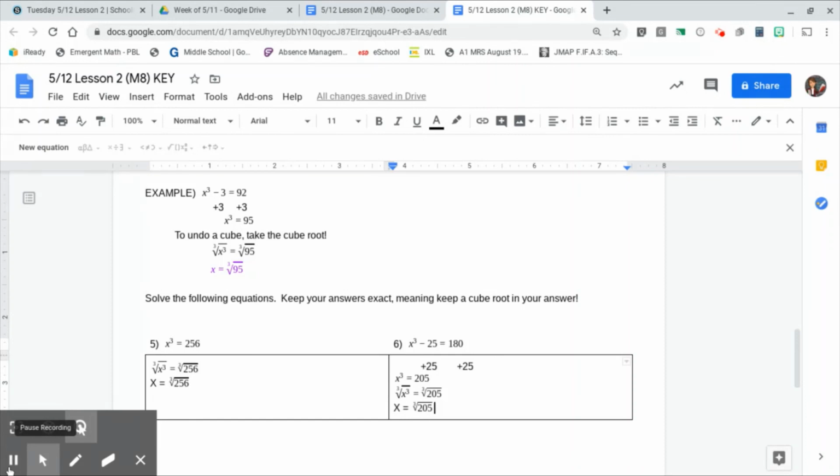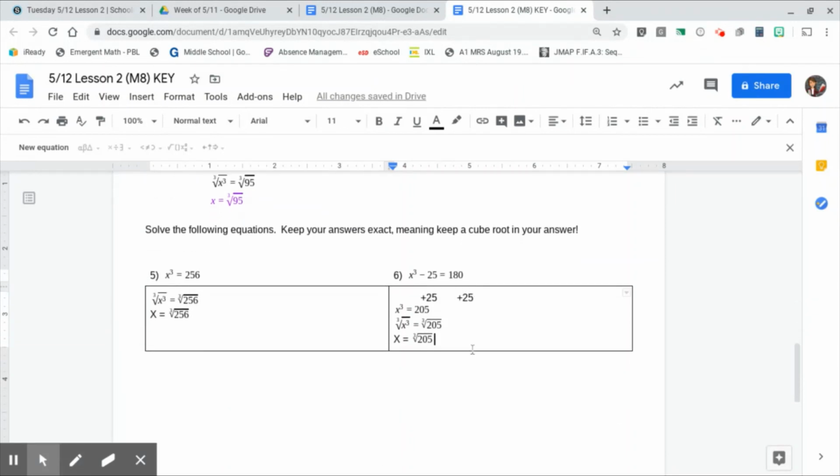All right, check your work with my work. Hopefully these weren't too bad. The first one is just a 1-step equation. The second one was a 2-step equation. And that's all I have for today's notes.